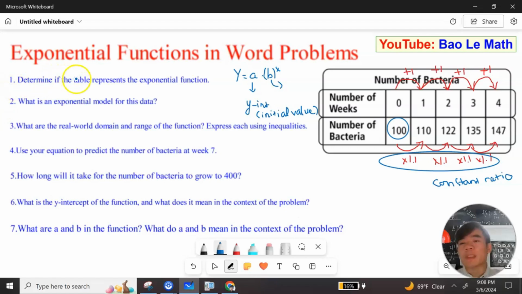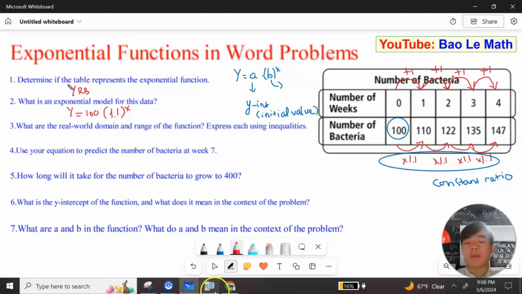Now, question number 1, determine if the table represents an exponential function. As I told you before, every single time we multiply by 1.1, the same number, and it's called the constant ratio, so the answer should be yes. Now, next one, what is the exponential model for this data? So y equals a times b to the x, but a equals 100, so you have 100 in parentheses, b equals 1.1, to the x.